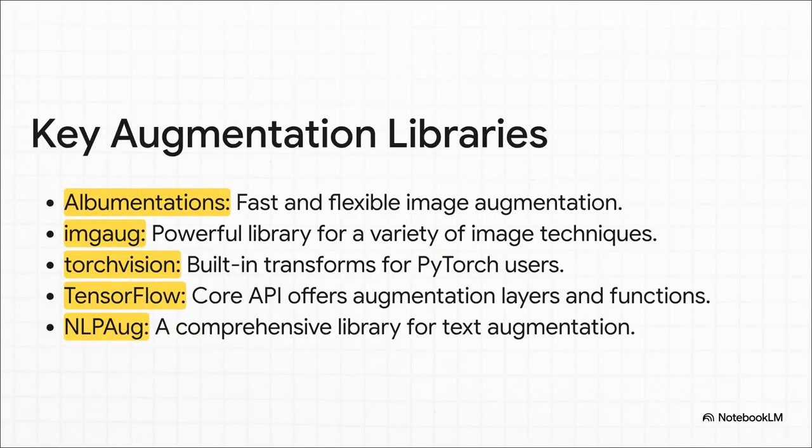And you know what the best part is? You don't have to code any of this crazy stuff from scratch. The open source community has our backs with some amazing libraries. For images, tools like Albumentations and Imgaug are super popular because they're fast and have tons of options. If you're working with text, NLPaug is fantastic. And of course, the big players like PyTorch and TensorFlow have all these capabilities built right into their core frameworks. So it's really easy to get started.